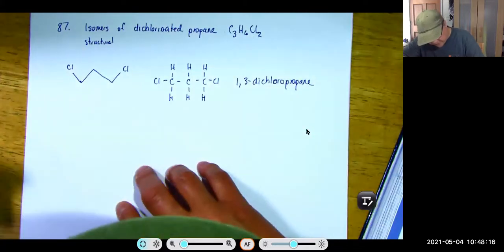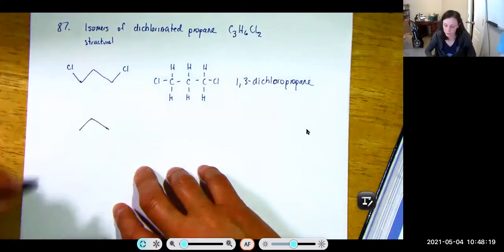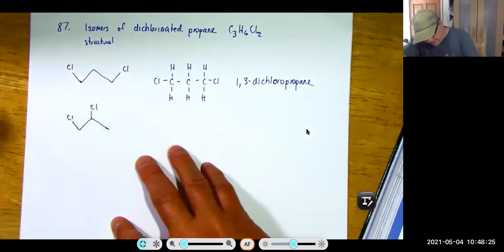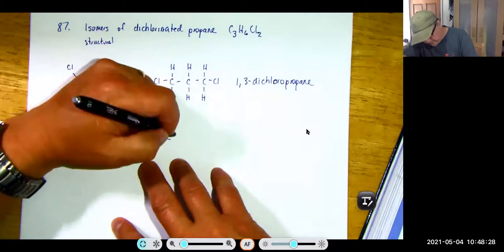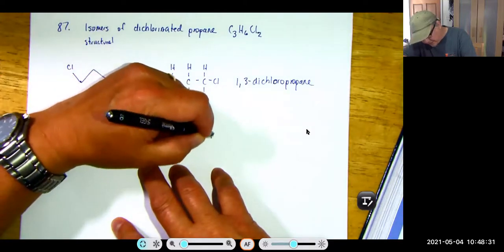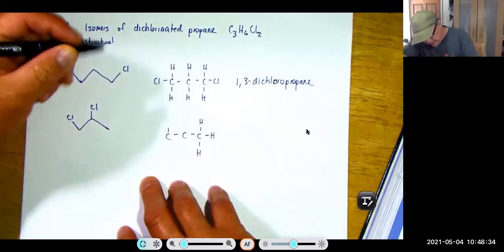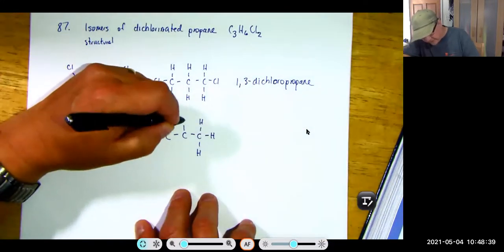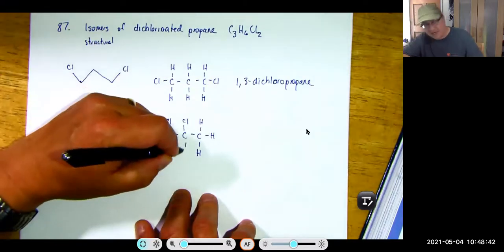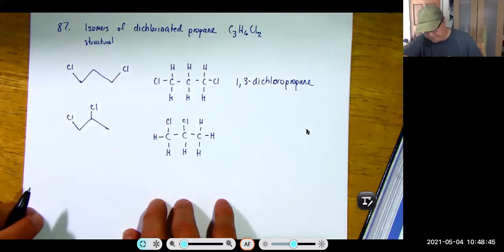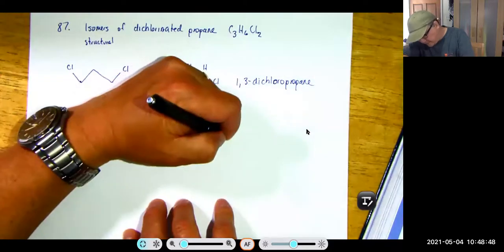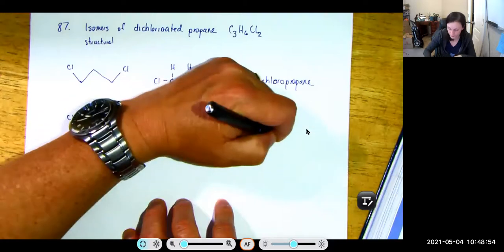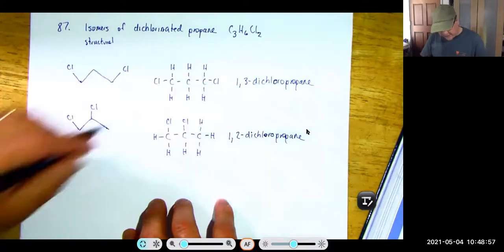Okay, is there any other place we can put these chlorines? On 1 and 2. Okay, and when we fill this out, I'm going to fill this one out a little bit differently than the other one. Instead of putting the chlorines to the left and right, I'm going to put them above so you can see that they're clearly on 1 and 2 because they're side by side. And what's the name of this one? 1,2-dichloropropane. Excellent.